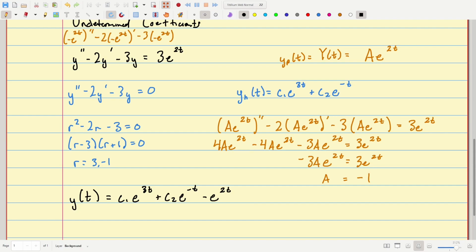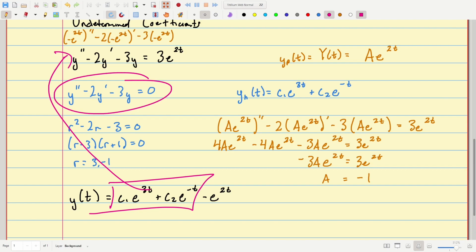Make sense? Okay. Now, the reason why I was able to check just this part to see if my particular solution was correct is because what happens if I plug this into the original differential equation? I get 0 because it's the solution of the homogeneous part, right? So if you want to verify your particular solutions, you can do those separate from the rest of the expression. You don't have to plug in the homogeneous part as well.